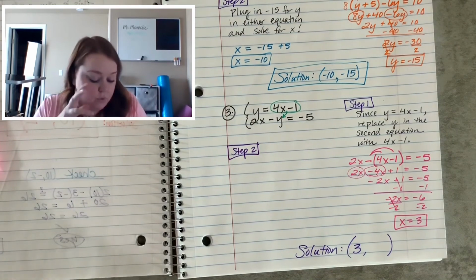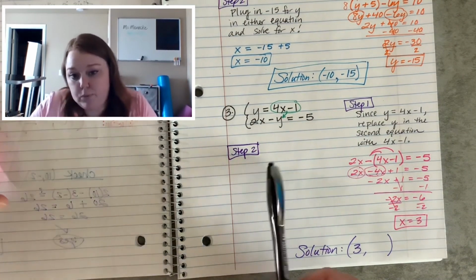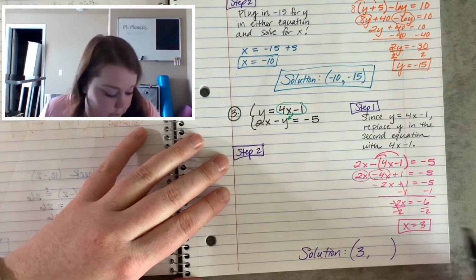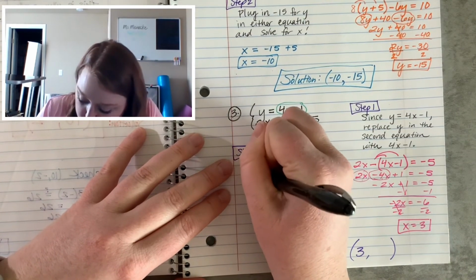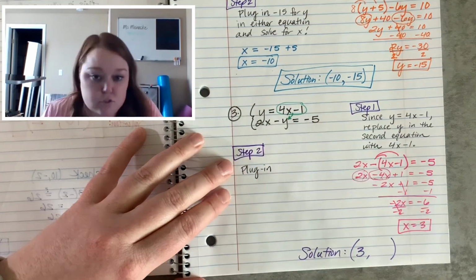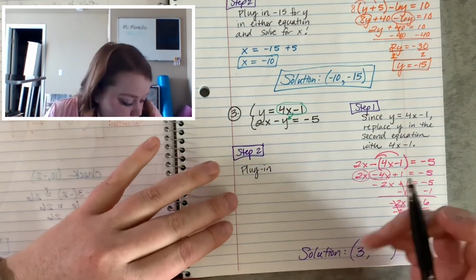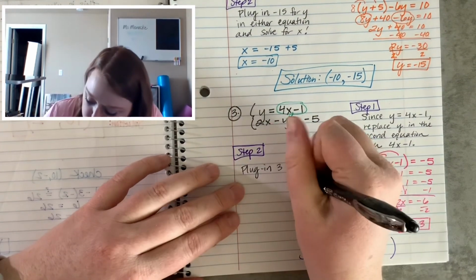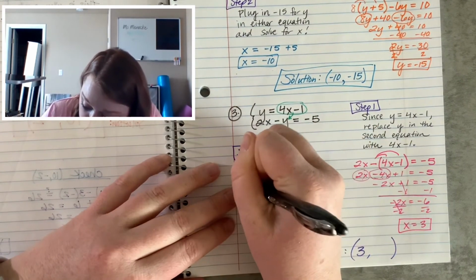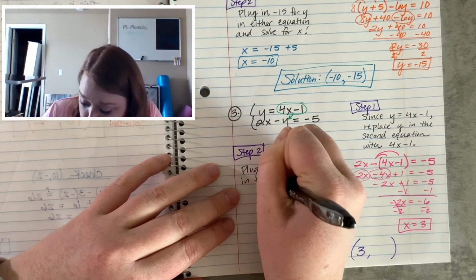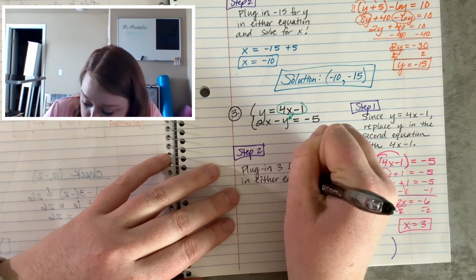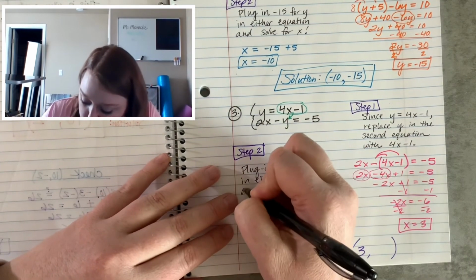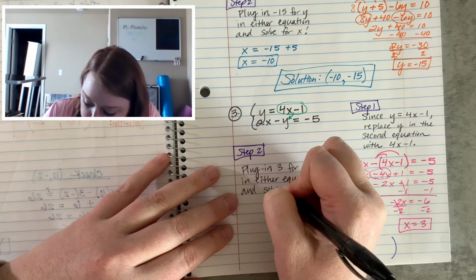Okay. Now I'm going to ask that you do step 2 kind of without me. I will get you started. We will write what to do. You just have to actually do it. Now that you know what x is, you are going to plug in or replace or substitute, whatever vocab you want to use. You're going to plug in 3 for x in either equation. So you get to choose which equation you want to plug in for. Solve it into either equation and solve for y.